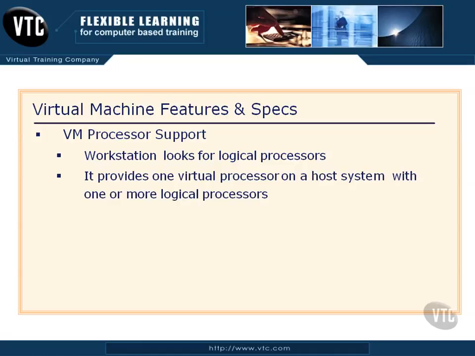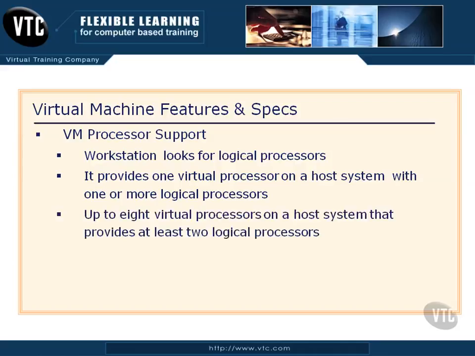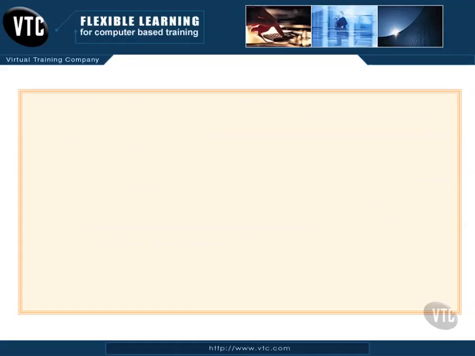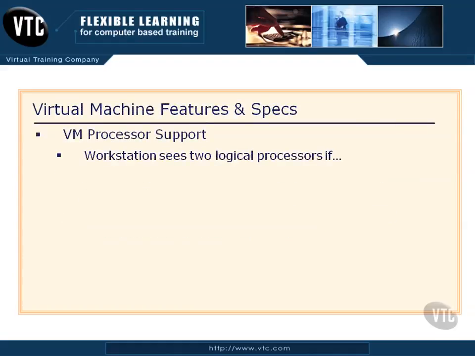What's happening here is VMware Workstation is going to treat the one real processor on the host machine, split its personalities, if you will, and treat it as multiple logical processors within the virtual machine. Now, you can have up to 8 virtual processors on a host system that provides at least 2 logical processors. If that makes sense, okay. If it doesn't, join the club. That's right off of VMware's declarations about features. So let's put it into English.